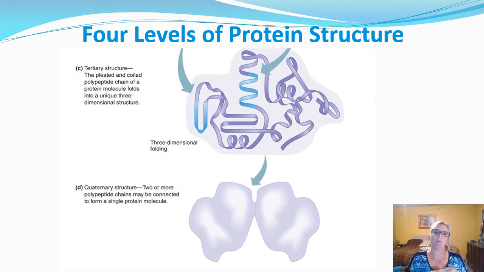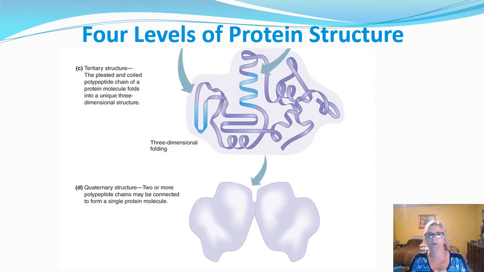And when you make your little paper model, you won't be able to do quaternary at home unless you make two, but when you make your paper model, you're going to see you do have just a big glob, all right? But it's a very specific glob that has a very specific purpose, so it's very important. So all proteins have up to tertiary structure. Not all of them have quaternary structure.